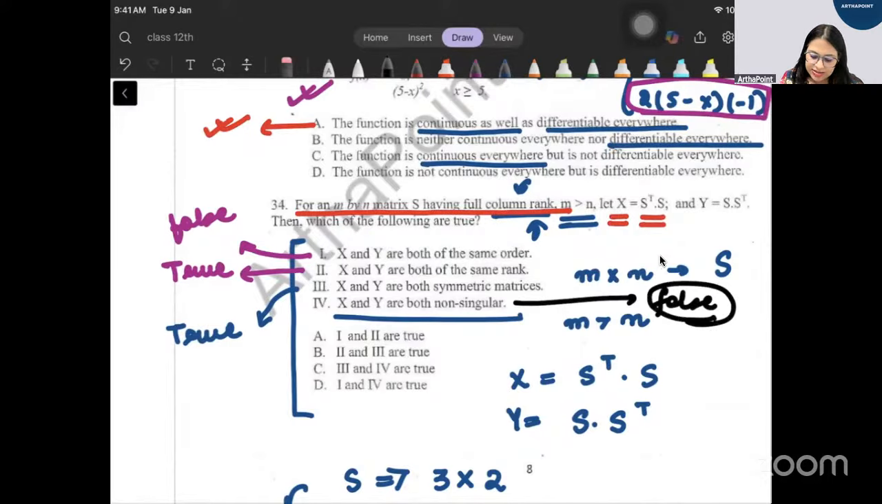So the correct answer to this question will be B. B is going to be the correct answer to this question. Yes, is it clear?